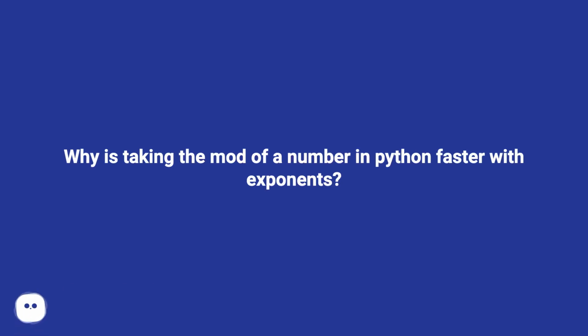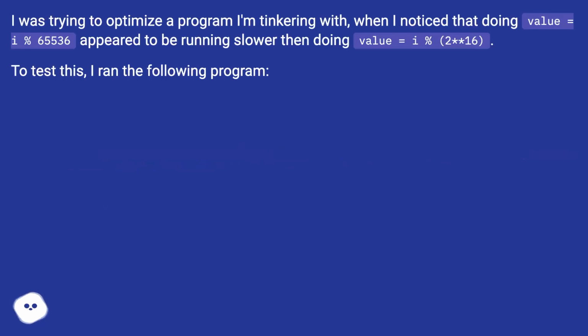Why is taking the mod of a number in Python faster with exponents? I was trying to optimize a program I'm tinkering with, when I noticed that doing value = i % 65,536 appeared to be running slower than doing value = i % 2**16. To test this, I ran the following program.